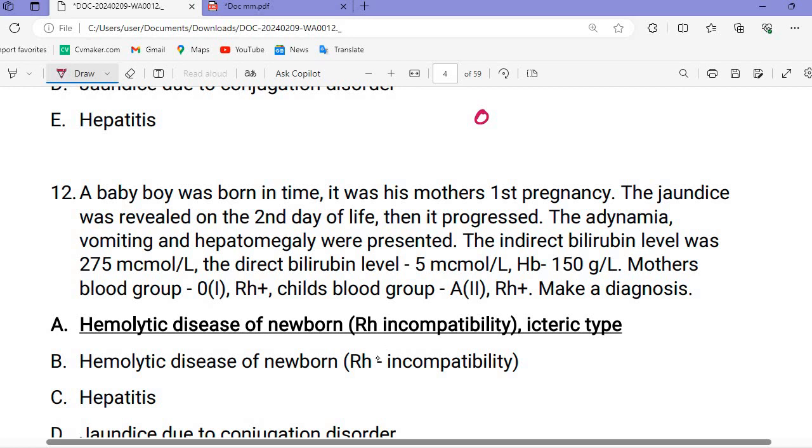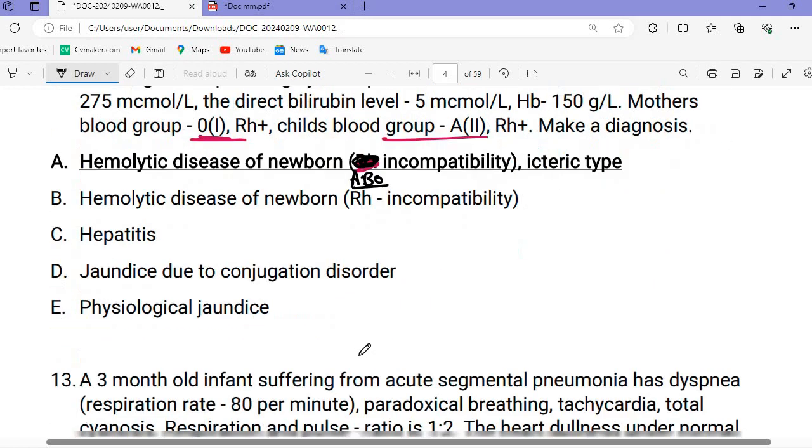This is the same question. The blood group of the mother is O and the child's blood group is A. So correct this: this is not RH. This is ABO. This is the correction here. This is not RH. This is the ABO incompatibility, icteric type.